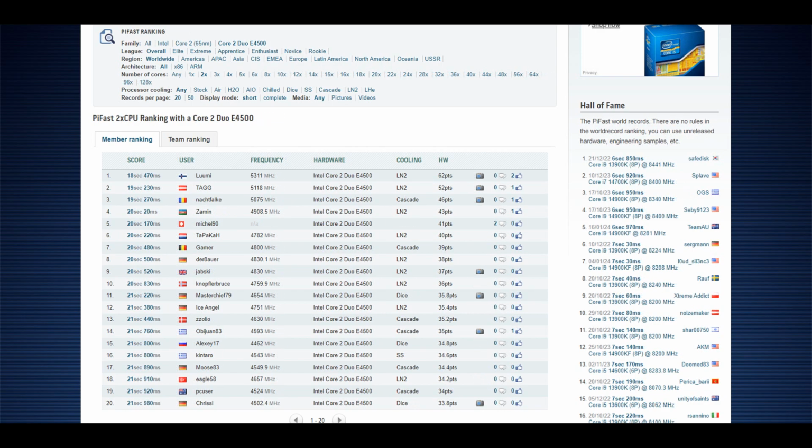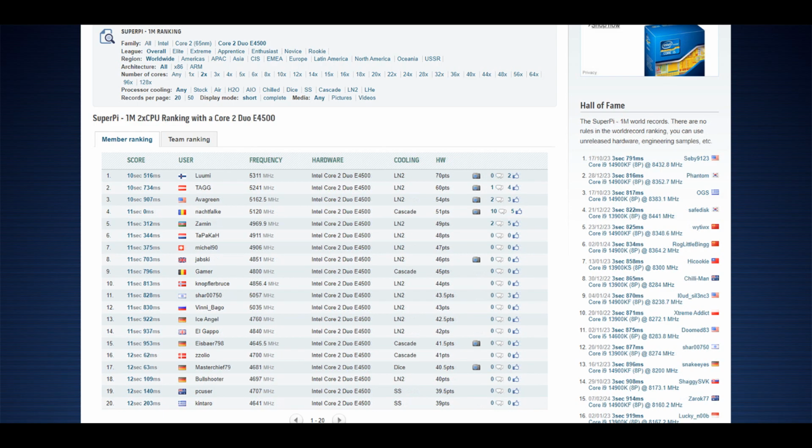PiFast, I think my best run was like 18.4 something, so like 0.8 seconds faster than the previous rank 1 score made by TAG from Austria. 1M, I didn't try higher than 10.516. I'm sure I could do at least like 10.4 something, because I almost passed that run at over 5.4, which is kind of stupid if you ask me. That would be in the 10.3 category probably.